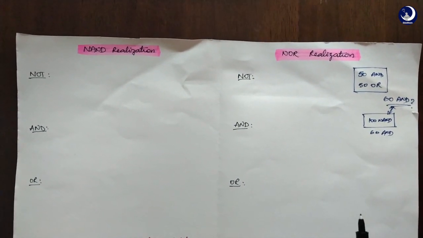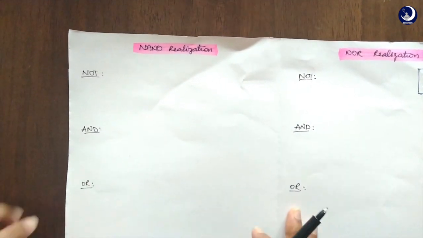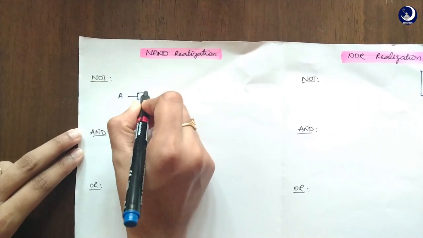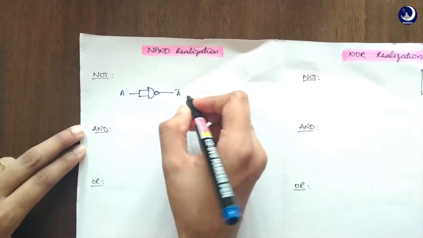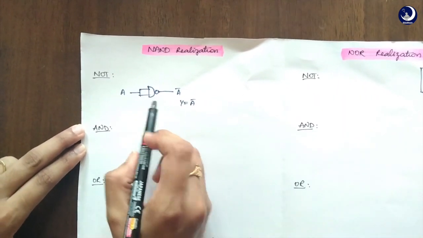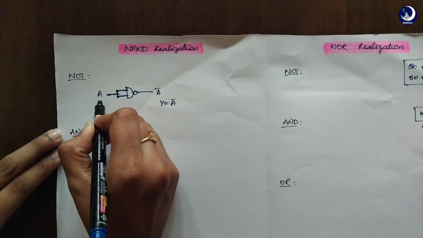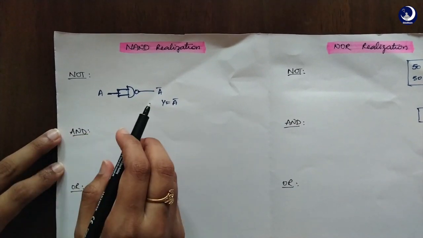Now let's look at how to draw these NOT, AND and OR gates using NAND gates. See, it's so simple. If you consider an input A, your NAND implementation for the NOT will look something like this: Y is equal to A dash. See, now we are just taking two inputs and making it as one. We are connecting it to one. So these are the two lines that are used to represent it. So there's nothing to get confused here.